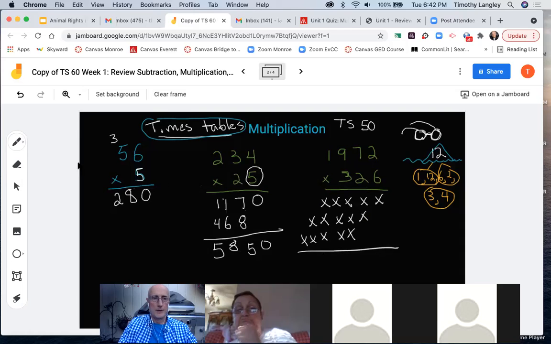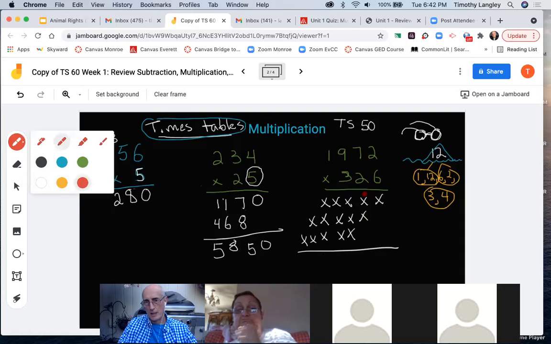But you'll notice, if I change color and go with the red here, that the 6, the first row is right under the 6.